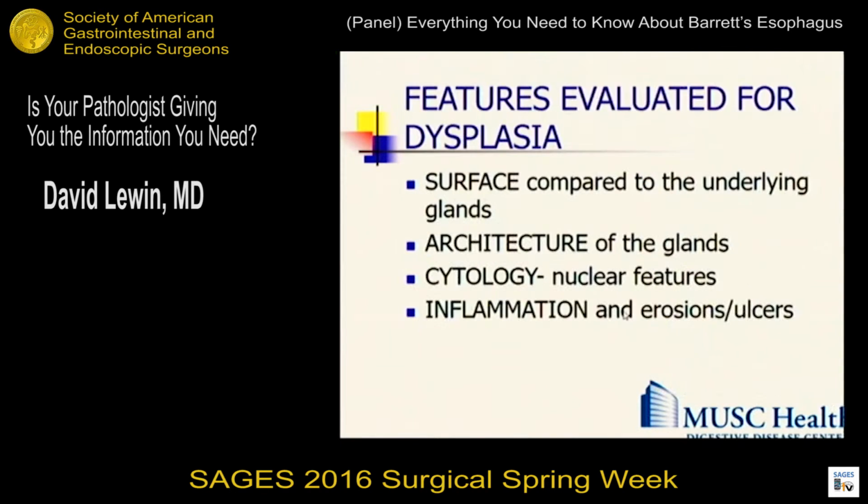So as a pathologist, what I'm looking for on a biopsy is basically looking at the surface of a mucosal biopsy, comparing it to the underlying glands, looking at the architecture of the glands, looking at the cytology, the individual cells, and then inflammation, erosions, and ulcers make my life more difficult. Orientation of the biopsy is important because this surface to underlying glands relationship, whether there's maturation of the epithelium or not, is an important criterion. So a well-oriented biopsy is important.